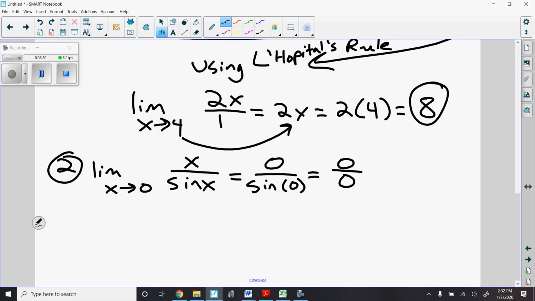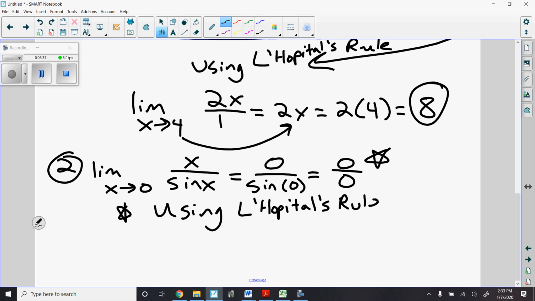So again, I want you to get in the habit of doing this. Number 1, you got to show that we have an indeterminate form. Step 2, you must tell the grader that you're using L'Hopital's rule. We can use it because we got 0 over 0 when we plugged in. Now we're just going to do the derivative of the top and the derivative of the bottom.